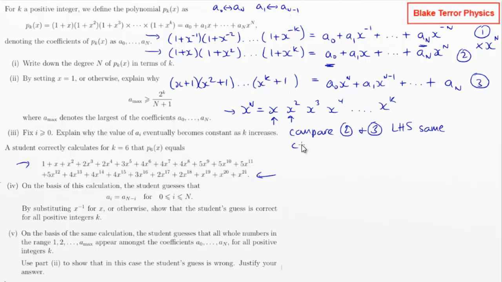And then compare coefficients, which means that we're getting that a0 is equal to an, a1 is equal to an minus 1, etc., which is this thing. So ai equals an minus i. Right, that was not easy, but at least they told us what to do of subbing in that first bit, so it gave us that first equation.